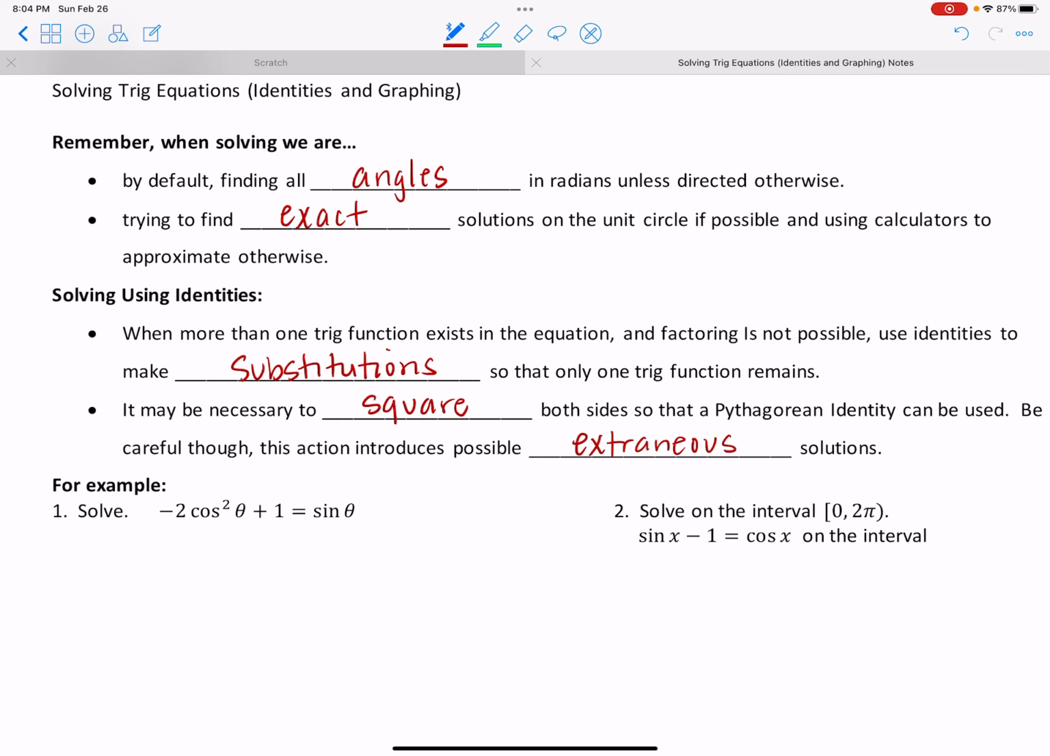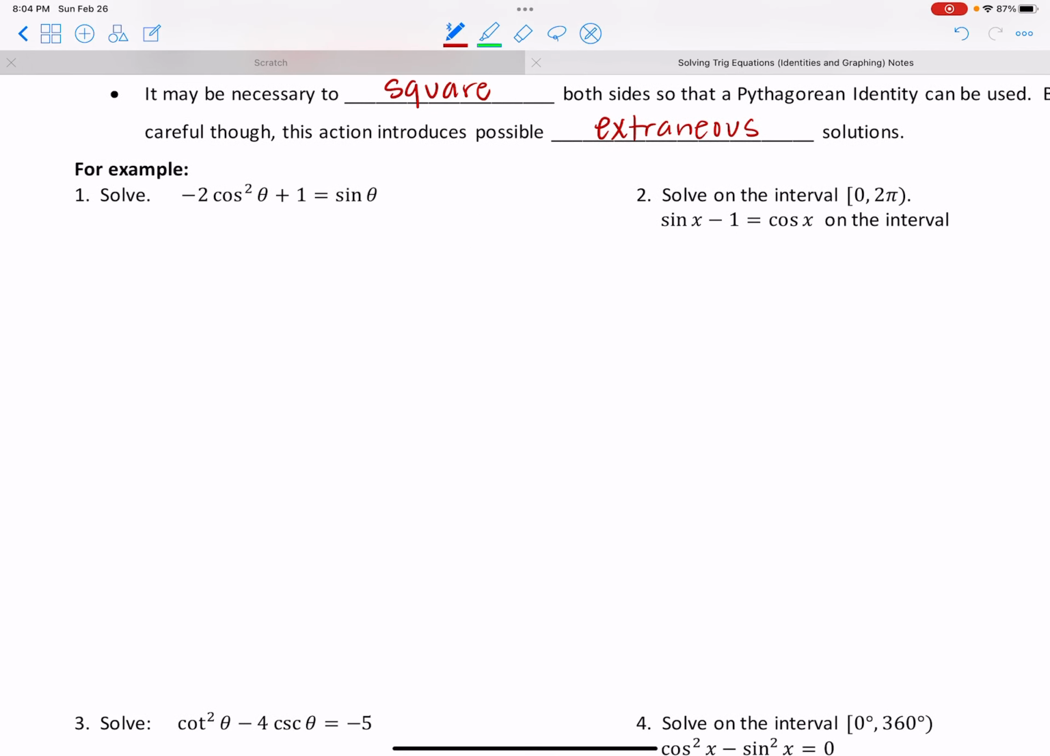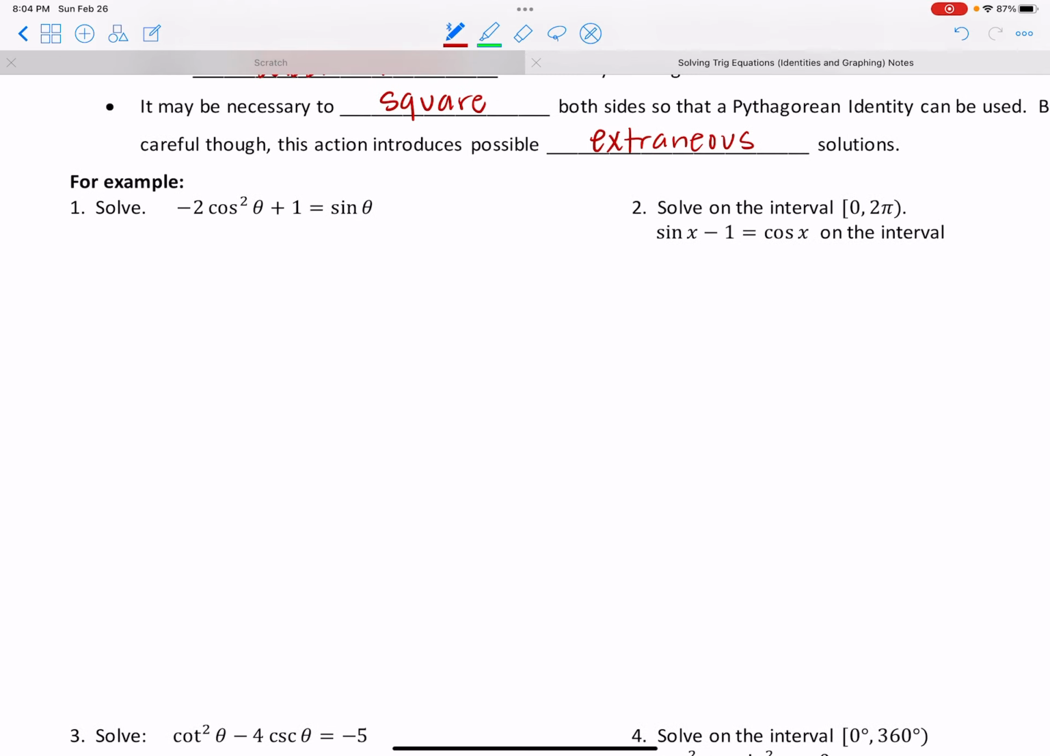For example, number 1, we're trying to solve -2 times cosine squared theta plus 1 equal to sine of theta. So again, we saw in our previous topic 2 different trig functions in one equation, but we saw the terms with something in common, and that's not happening here. So again, our goal is to be using an identity to try to make a substitution in order to get this in terms of just one trig function. So if I could get this just in terms of cosine or just in terms of sine, then I would be in better shape than I am now.